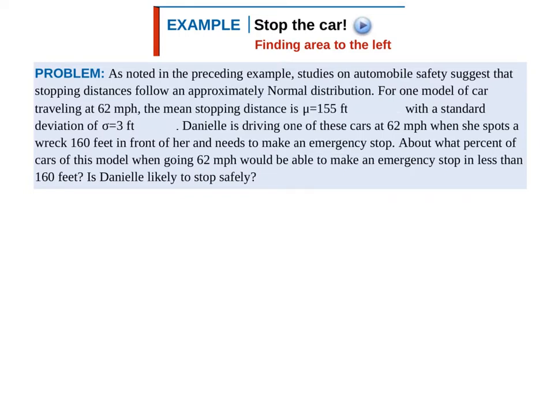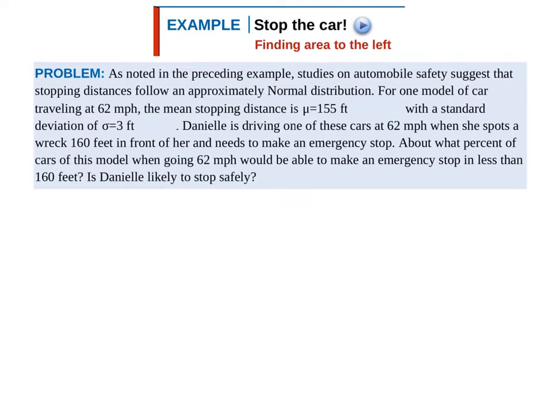So buckle up. We're going to use our calculator, and we're going to go through a lot of examples in this video. So we're going back to the stop the car example, which was a couple of videos ago. As noted in a preceding example, studies on automobile safety suggest that stopping distance follows an approximately normal distribution, which is great. For one model of car traveling at 62 miles an hour, the mean stopping distance, again, is 155 feet with a standard deviation of 3 feet.